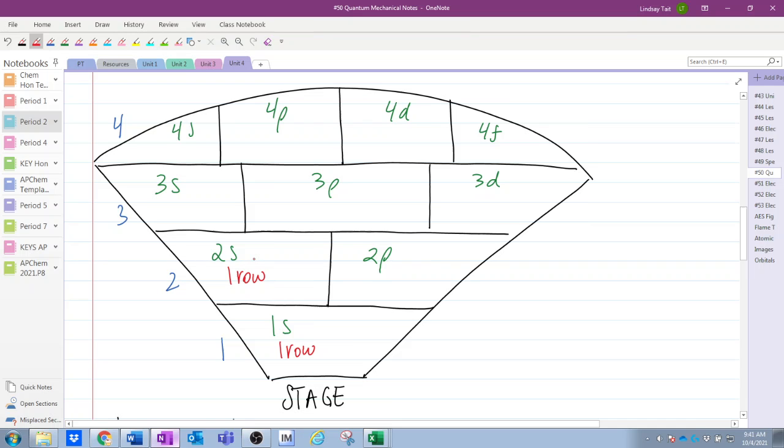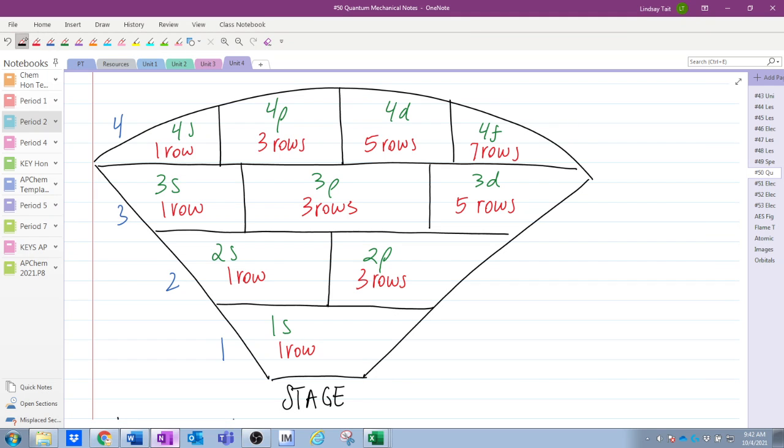There's only one row in the 2S section, but this is a weird stadium. There's 3 rows in the 2P section. And then we've got 1 row in the 3S section, 3 rows in the 3P section, and 5 rows in the 3D section. And then still 1 row in the 4S. We've got 3 rows in the 4P, 5 rows in the 4D, and 7 rows in the 4F.